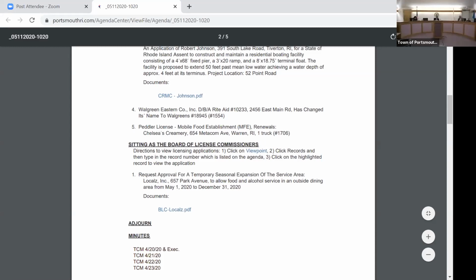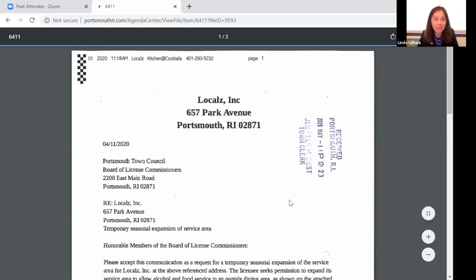The first item is a request for approval of a temporary seasonal expansion of service area for Locals Inc., 657 Park Ave, to allow food and alcohol service in an outside dining area from May 1st, 2020 to December 31st, 2020. We have Keith Hamilton. Move to approve. Do we have a second? Linda Ujifuza, I second for discussion.